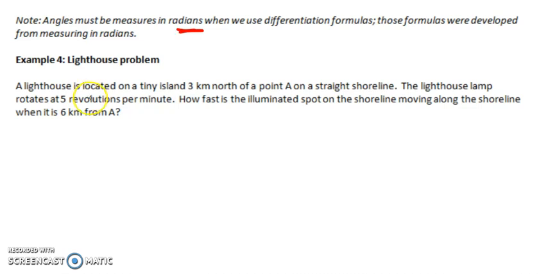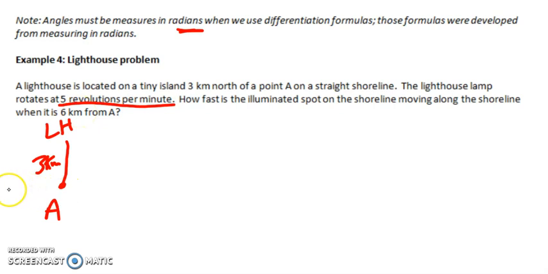A lighthouse is located on a tiny island 3 kilometers north of a point A on a straight shoreline. So if I just literally have a point A, I'm going to go straight north 3 kilometers. That's not very straight, but that's straight north 3 kilometers till I get to my lighthouse. So I'm going to just abbreviate that LH. The lighthouse lamp rotates at 5 revolutions per minute. How fast is the illuminated spot on the shoreline moving along the shoreline when it is 6 kilometers from A?